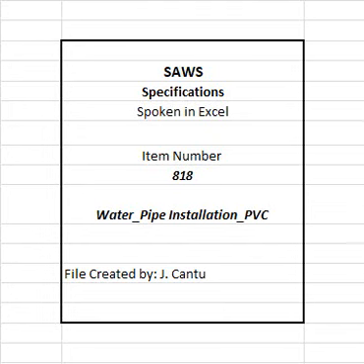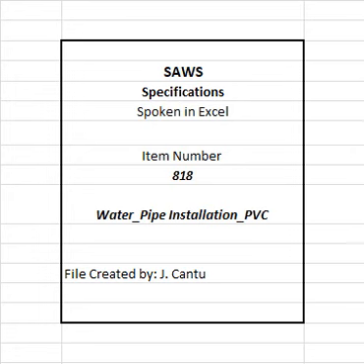San Antonio Water System Standard Specifications for Construction. Item No. 818. Water Pipe Installation PVC, C900, and C909, Pipe. 4-inch to 24-inch Pipe.